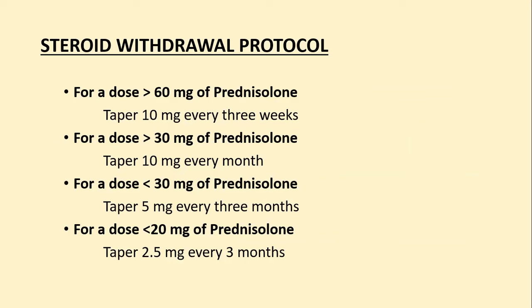If you are giving prednisolone at a dose more than 60 mg, then you can reduce 10 mg after every 3 weeks. We can do it like this, or we can reduce 5 mg after every 10 days. If you are giving prednisolone at a dose of 30 mg, then reduce 10 mg every month. That means reduction of 5 mg every 2 weeks. If you are giving prednisolone at a dose less than 30 mg, then taper 5 mg every 3 months. And if you are giving prednisolone at a dose of 20 mg, then taper by 2.5 mg every 3 months.